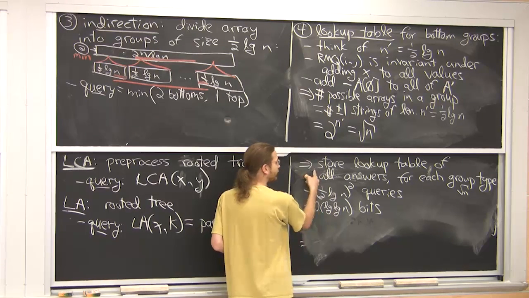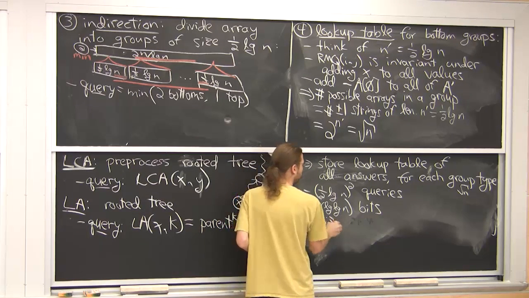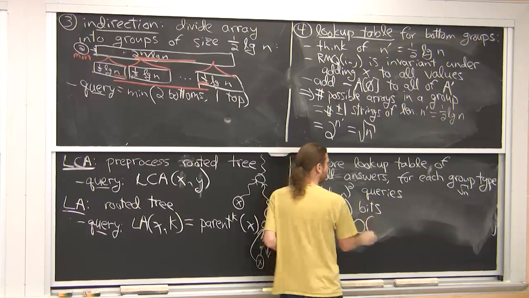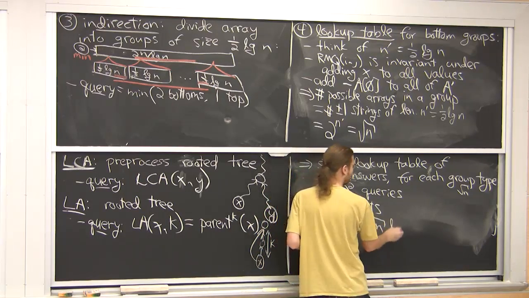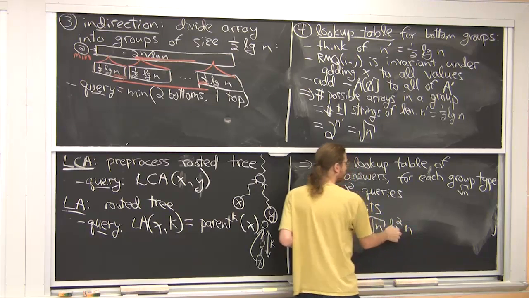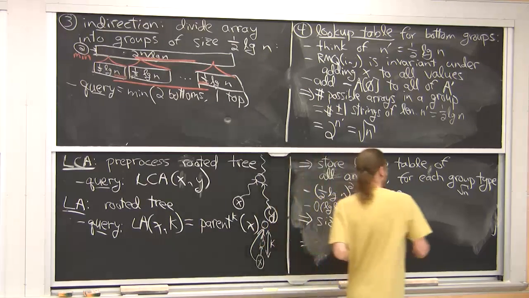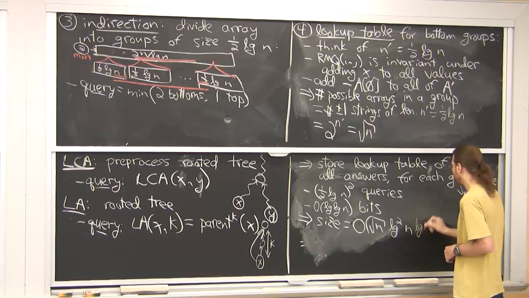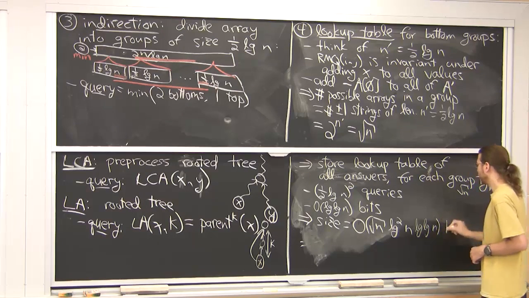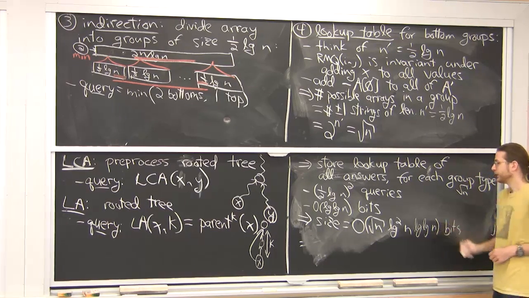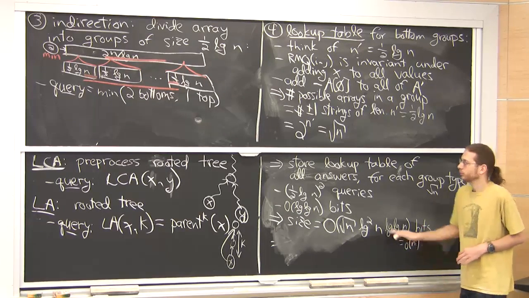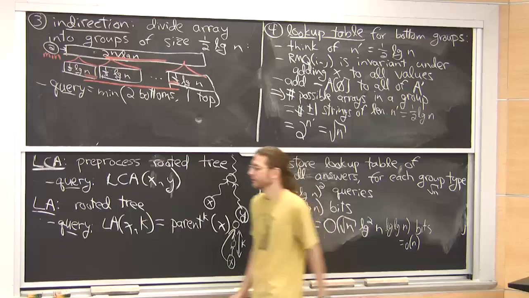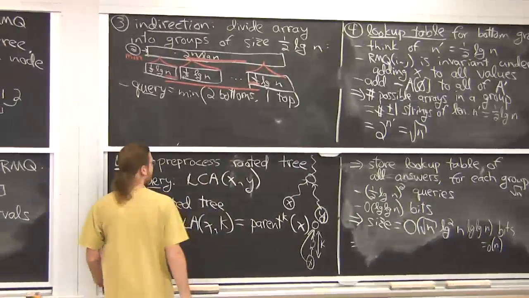So the total size of this lookup table is the product of these things. We have to write root n lookup tables. Each stores log squared n different values, and the values require log n bits. And so the total number of bits is this thing, and this thing is little o of n. So smaller than linear, so it's irrelevant. You can store it for free.